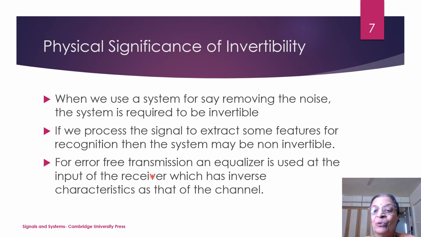Now suppose we want to have error-free transmission from the transmitter to receiver. What we do is we design the equalizer at the transmitter end. How is the equalizer designed? Equalizer will have the characteristics which are the same as the inverse characteristics of the channel. So you are compensating for the channel. So this is the use of the invertible system.